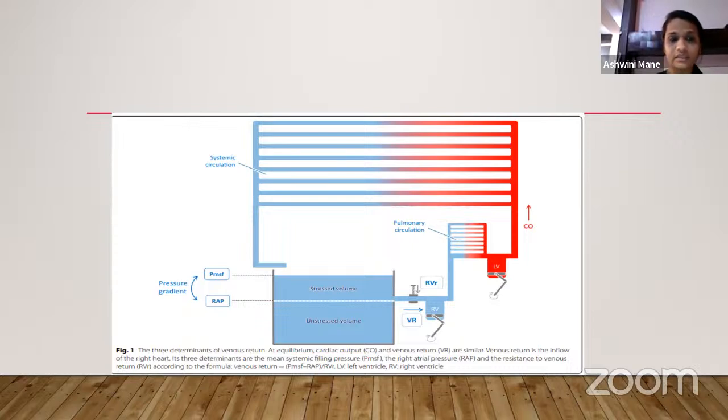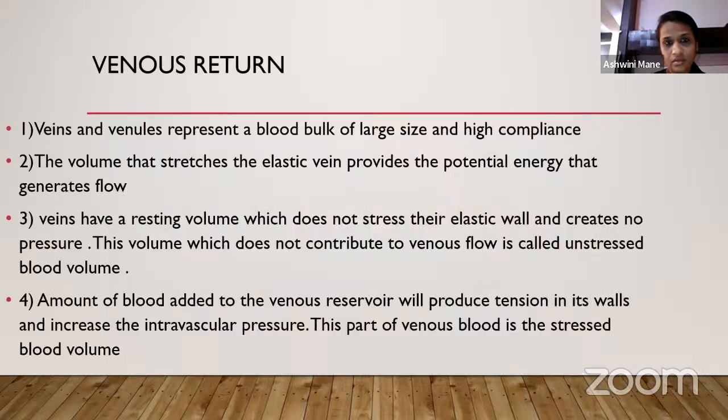So the venous return is basically determined by the right atrial pressure and the mean systemic filling pressure. It is mainly determined by the difference between these two, and also upon the resistance to venous return. The veins and venules represent the blood bulk of large size and high compliance. The volume that stretches the elastic vein provides the potential energy that generates the flow. So veins have a resting volume which does not stress their elastic wall and creates no pressure.